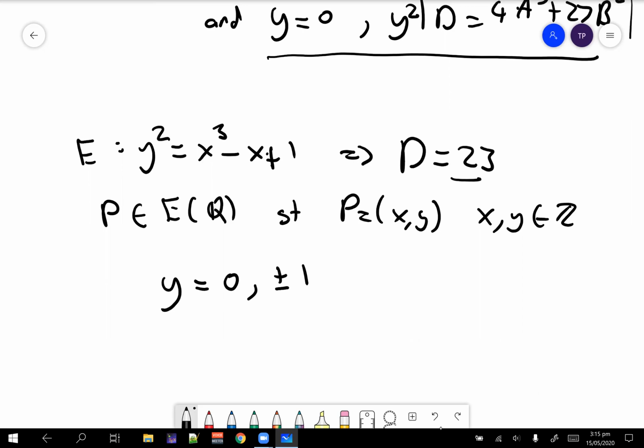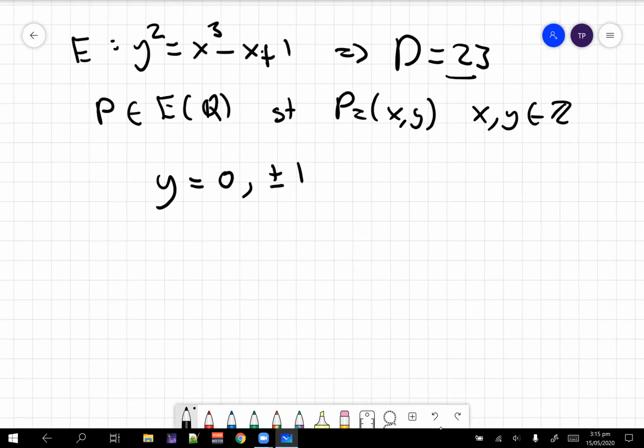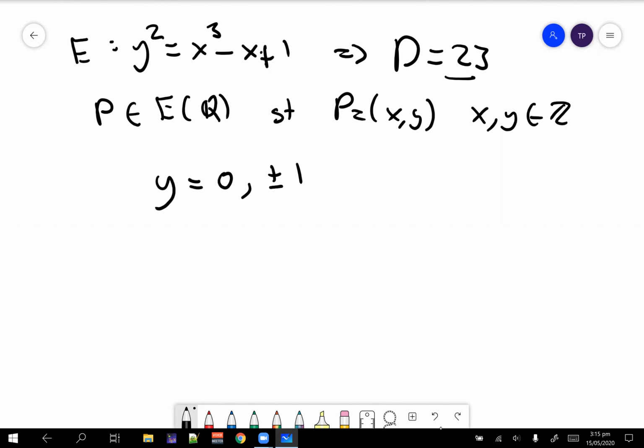And then to find all points of finite order on this curve, we just figure out if there are any corresponding x's. So if y equals 0, then if we solve 0 equals x cubed minus x plus 1, there are no integer solutions. All of them are either rational or complex. So we can discard the case y equals 0, and we're left with y equals plus or minus 1.